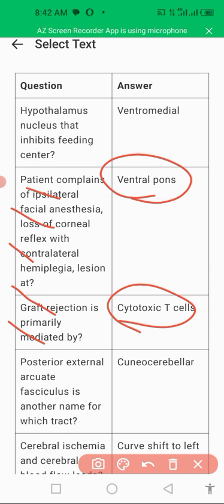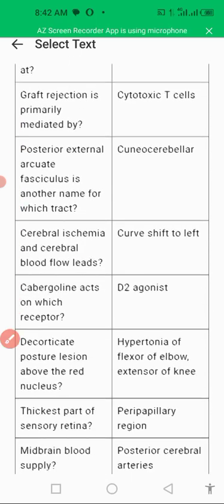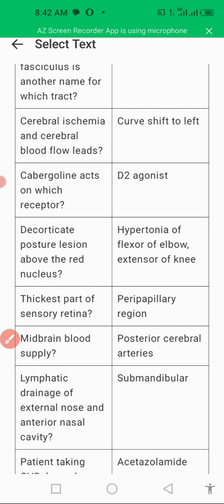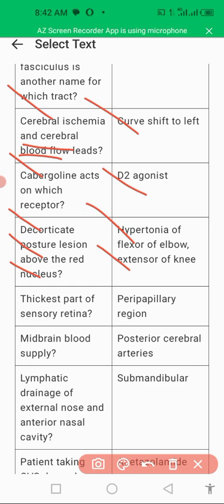Posterior external arcuate fasciculus, another name is cuneocerebellar tract. I will make a detailed video on the tracts of the spinal cord and the tracts of the nervous system. And then cabergoline acts on D2 receptors as an agonist. Cerebral ischemia and cerebral blood flow lead to a curve shift to the left. Decorticate posture is a lesion above the red nucleus, having hypertonia with flexion of the elbow and extension of the knee.